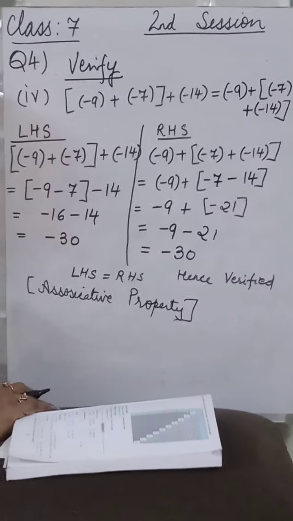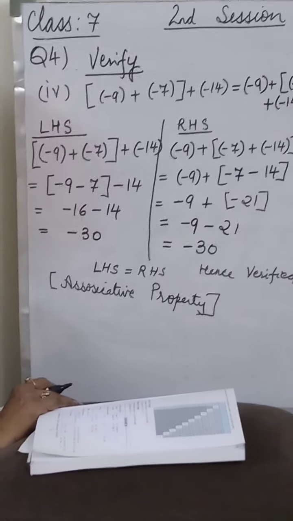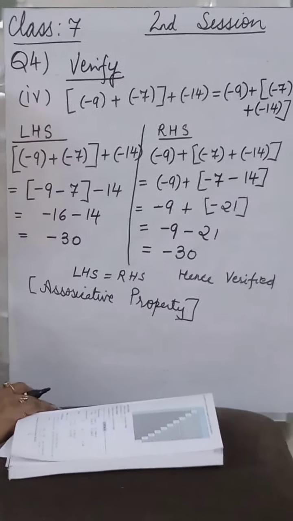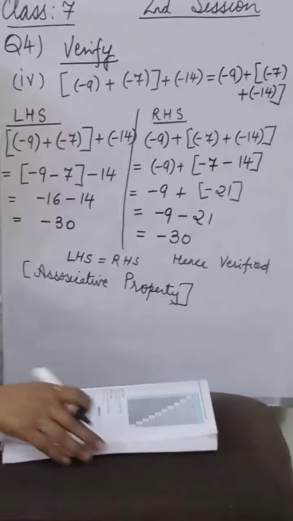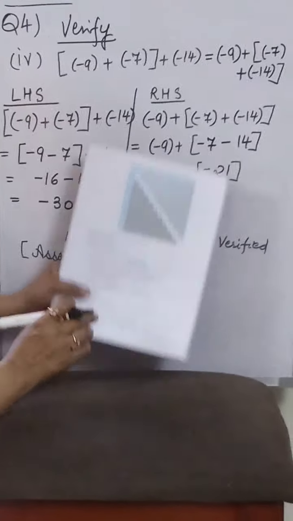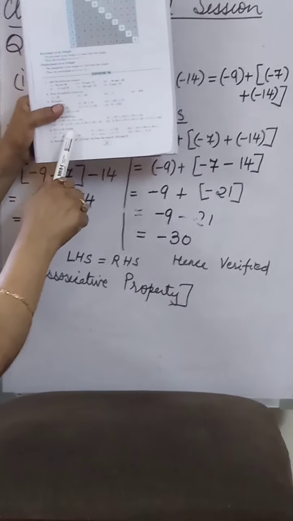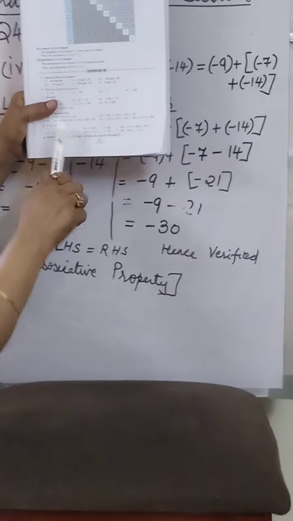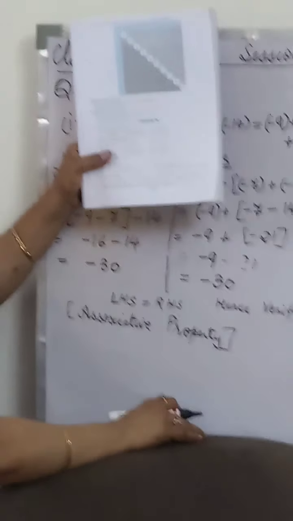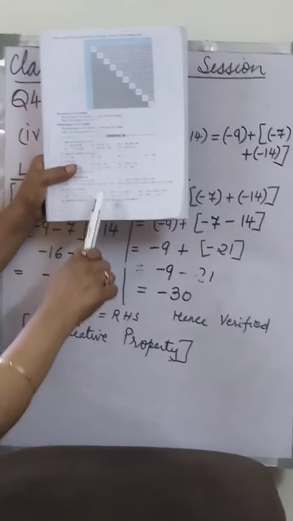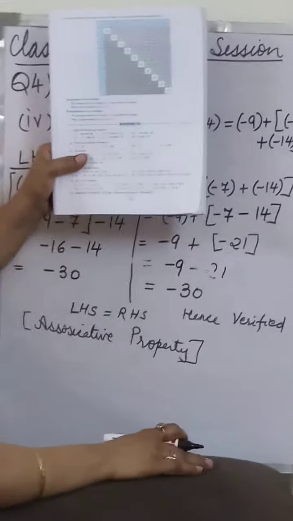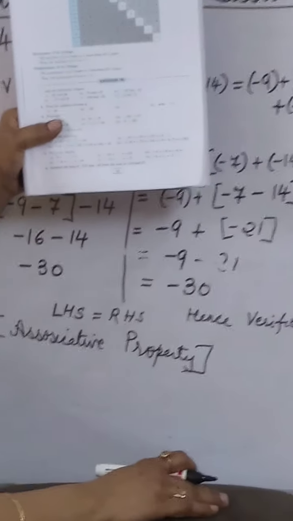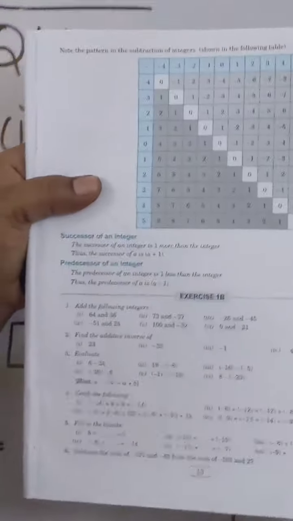Question number 5 has fill in the blanks. It is again based on the properties only. I show you here: 8 plus what should be added to make it 0? So what should be the answer? 8 plus minus 8. Minus 10, what should be added to minus 10 so it remains minus 10? 0. So you can do the remaining parts also, and this way we complete the second session.